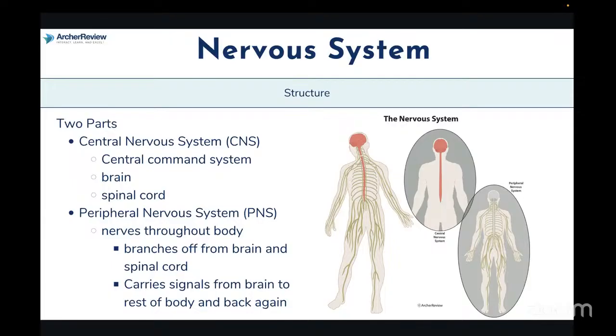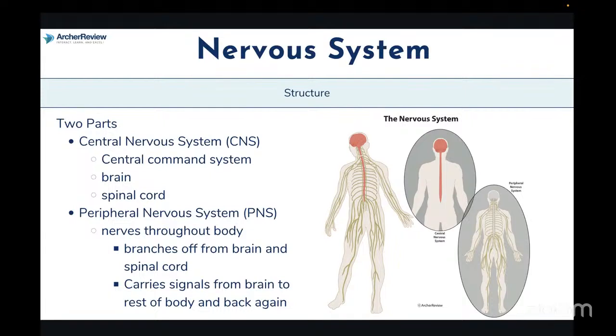All right, so your nervous system can be broken down into two major parts, and you can see them really nicely here. The central nervous system, think central, middle, midline. The central nervous system, known as the CNS, is the central command system. This is the boss. This is what's telling the rest of your body what to do. It's made up of your brain and your spinal cord.